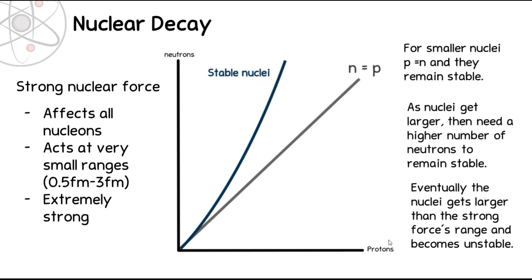And when a nucleus is unstable, it will do something called decay. And when it is unstable, we say that it is radioactive. So it will decay radioactively. So it will emit radioactive substances. And we'll look at that in a little bit more detail right now.